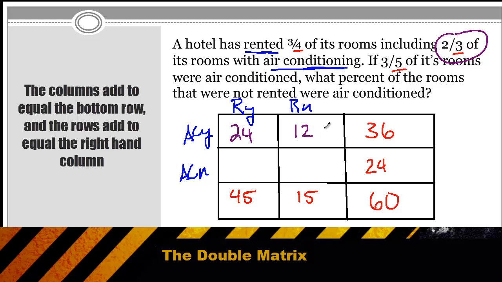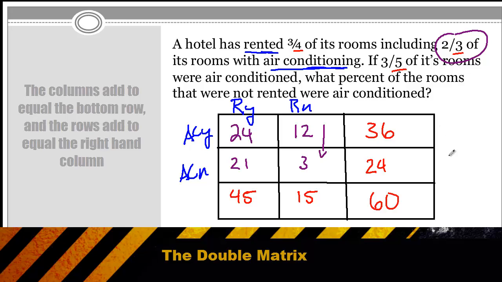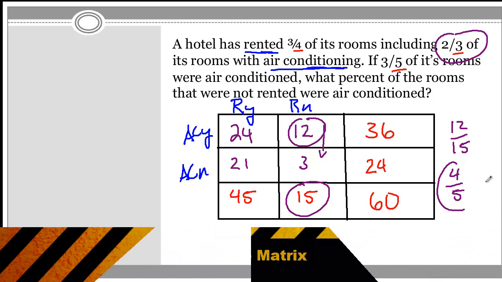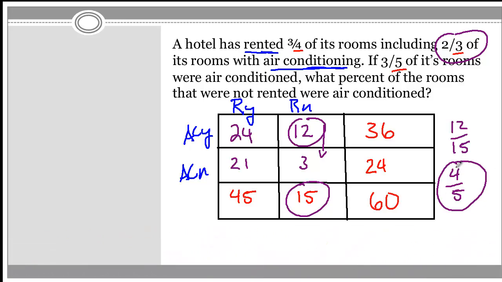And then that means the rooms that were neither rented nor had air conditioning must be 3 because we know the total of not rented is 15. And then 21 goes in our last box. Now they want to know what percent of the rooms that were not rented had air conditioning. Well, we know there were 15 not rented and 12 had air conditioning. So our answer is just going to be 12 out of 15. And then we could reduce that down to 4/5. So 4/5 or 80% of the rooms that were not rented had air conditioning.